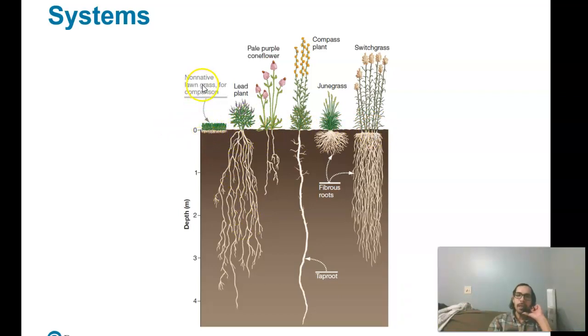Here we have a non-native grass, or lawn grass, for comparison. These roots would be very shallow roots. When you look at these native grasses, there are different lengths even among them. So they're tapping into different parts of the soil, taking in nutrients from different parts of the soil, and that reduces the competition among them.